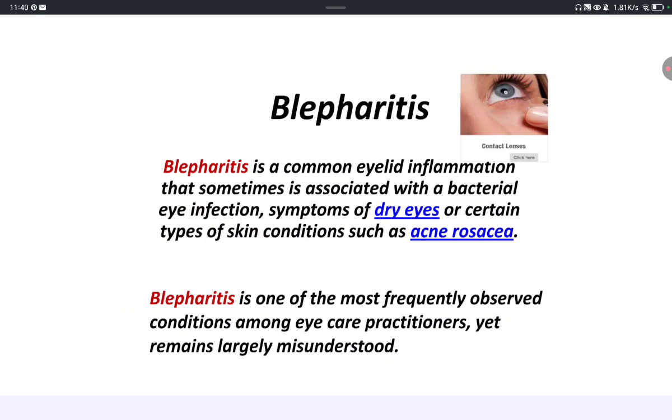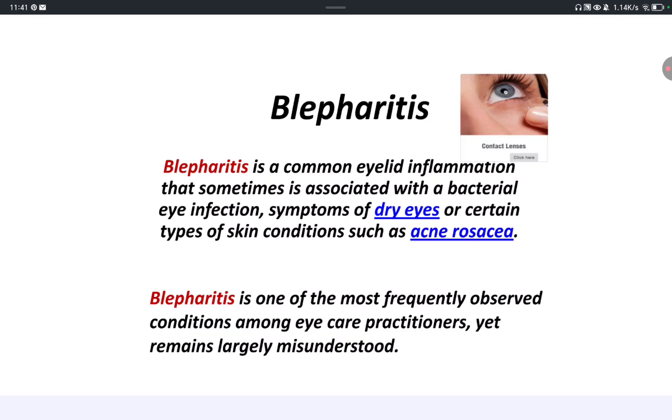Blepharitis is a common eyelid inflammation that sometimes is associated with bacterial eye infections, symptoms of dry eye, or certain types of skin conditions such as acne, rosacea. Alright, so blepharitis is a common eyelid inflammation.